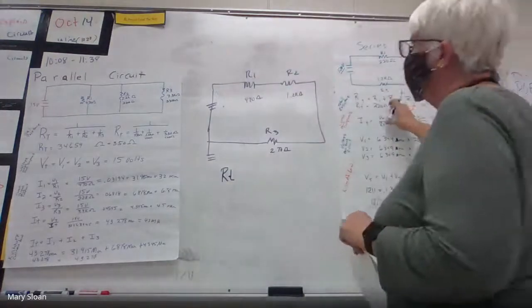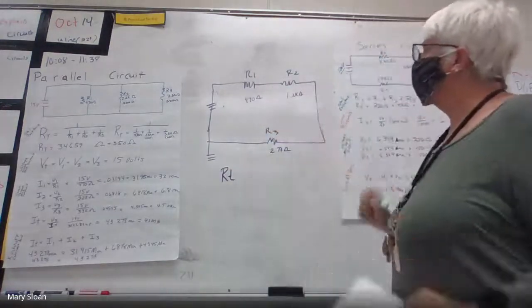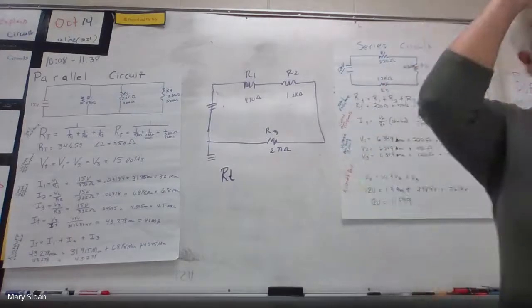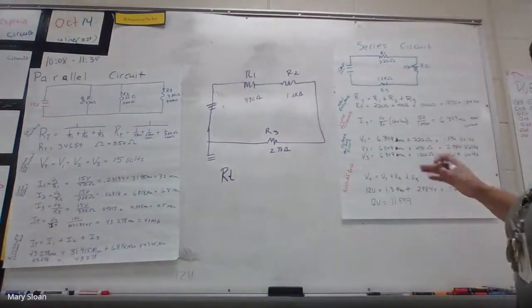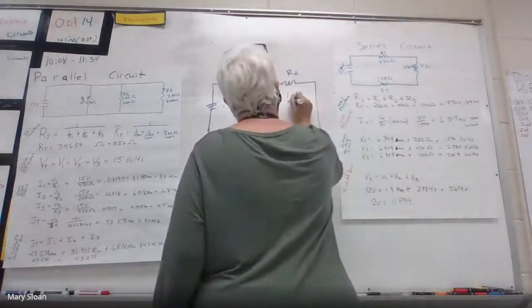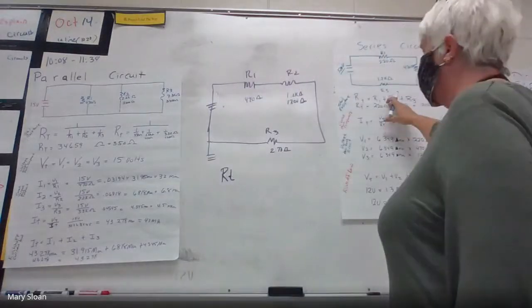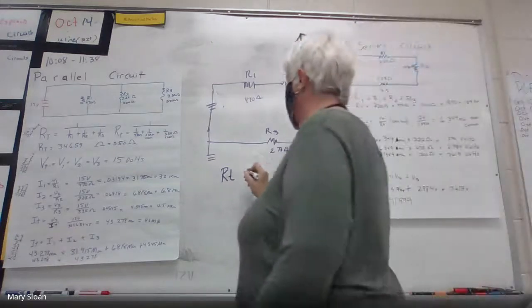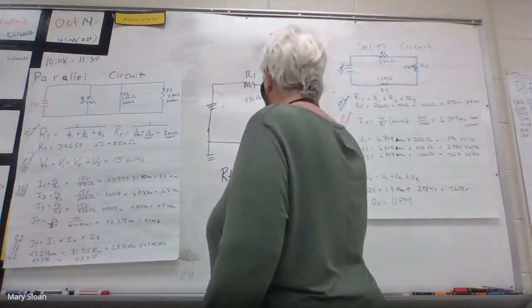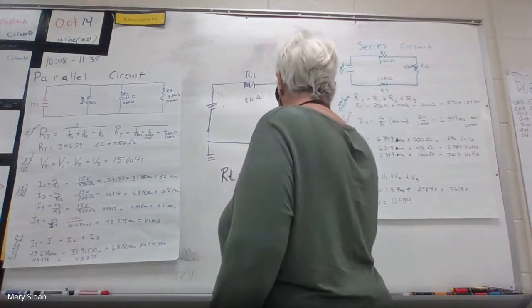Remember, for RT, what we're going to do is add all of them together. What would be the first thing that you would want to do? Convert this one, right? After you do that, for RT, you're just going to add the 3 together. Okay?